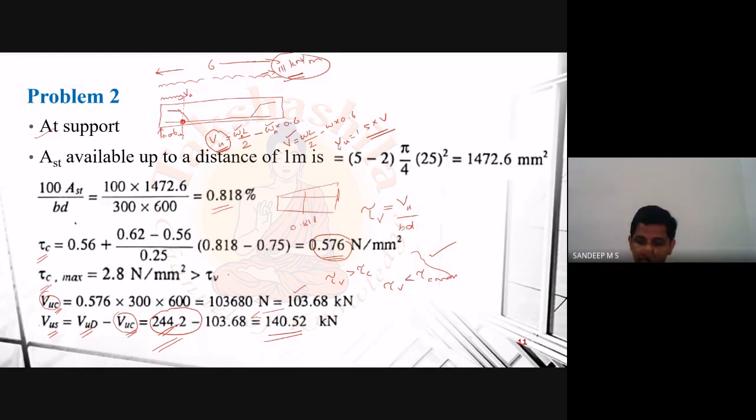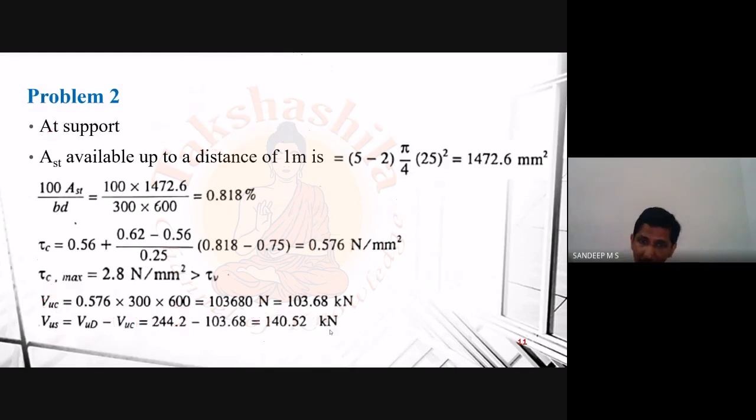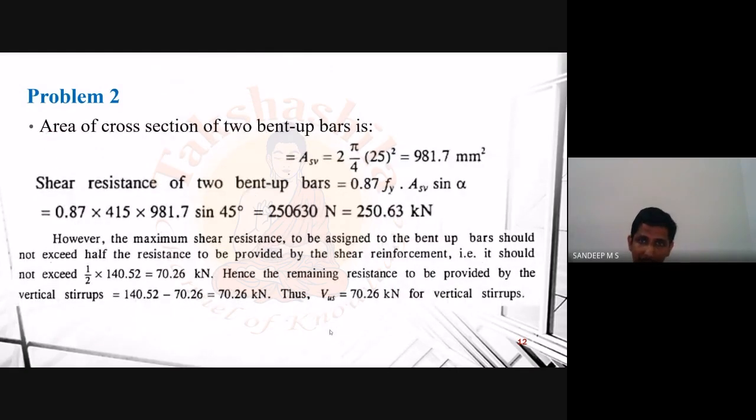Okay. So let's proceed. So till now we have calculated the amount of shear force that will be taken by my concrete section as well as the amount of shear force for which I have to perform the shear design, and that value is 140.52. Let's take it as 140.52 itself and proceed. Now in the next stage, as per our code, when we have single bars bent up bar, we have the equation VUS is equal to 0.87 Fy into ASV into sin alpha, right? I hope you remember this.